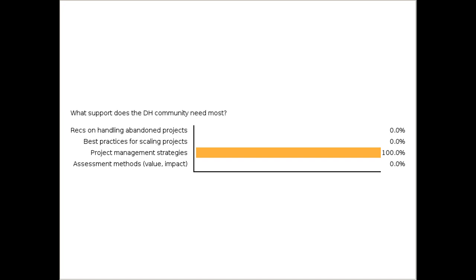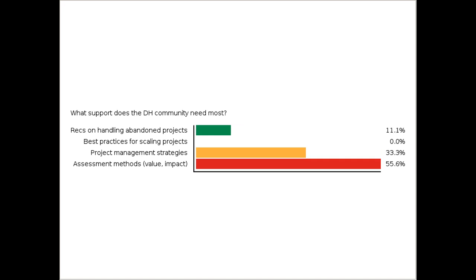Is it A, recommendations on how to handle abandoned digital humanities projects in, for example, Omeka, WordPress, other HTML sites, etc.? B, best practices for scaling the production, stewardship, and project lifecycle of DH projects more generally? Is it project management strategies? Or is it D, assessing methods for digital humanities project success, value, and or impact? And for this one, we're going to make you choose something. So if you could all head to the polls.